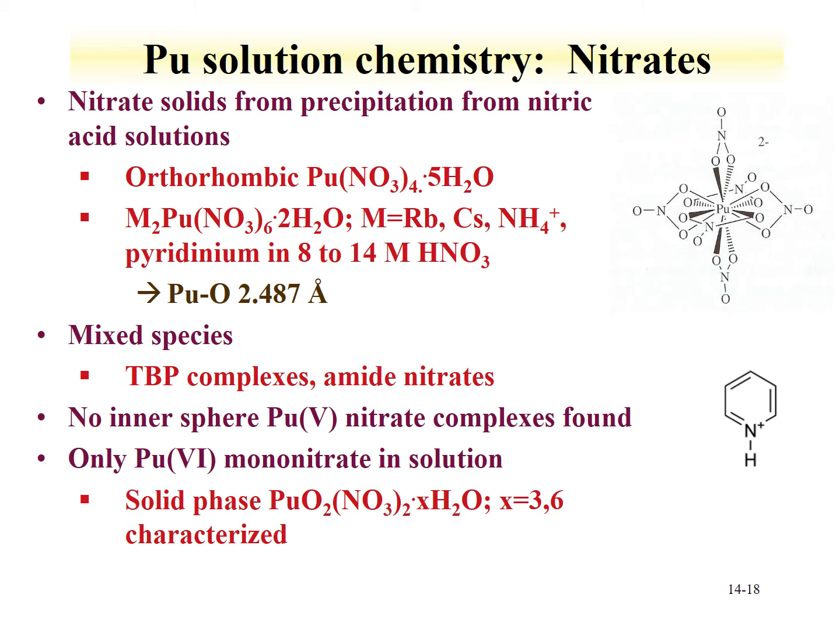The nitrates can also be formed and precipitated from nitric acid solutions. So high nitric acid solutions with high plutonium concentrations can form precipitates, which are these neutral species with water coordination. And then mixed species can be formed, for instance, tributylphosphate with plutonium nitrate in the organic phase. There's no evidence of an inner sphere plutonium-5 nitrate species, so that's a very weak complex. And only the plutonium-6 has been truly identified, complexation constant-wise. The mononitrate has been identified for plutonium-6 in solution. But obviously, if you have ion exchange of plutonium-6 in nitric acid solutions, you're forming more than the mononitrate.